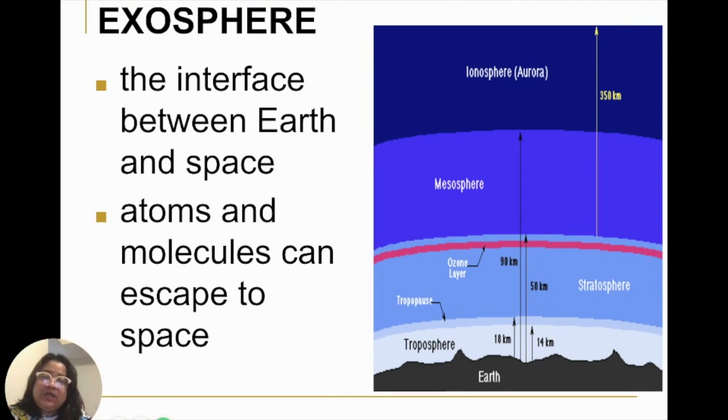The exosphere is the interface between Earth and space. So meaning it is the one that divides the Earth from space. Atoms and molecules can escape to space. As you can see, there is a word ionosphere here. The ionosphere is a layer of the atmosphere that has ions. Basically, the magnetosphere can also be found in here. Ions means charged particles.